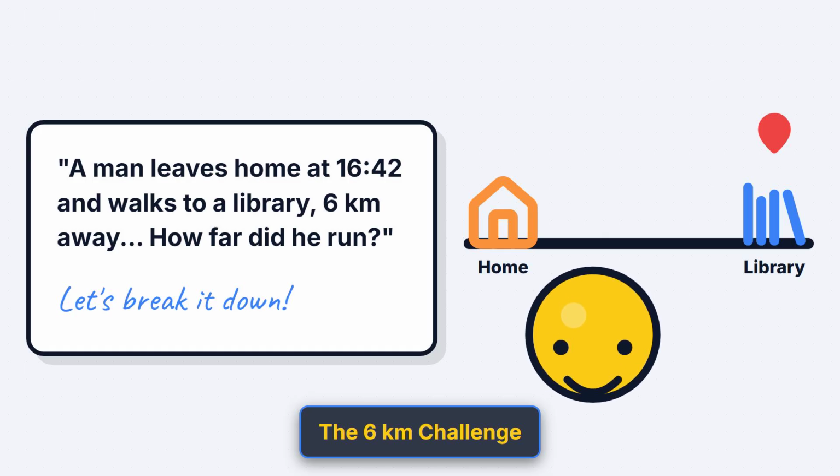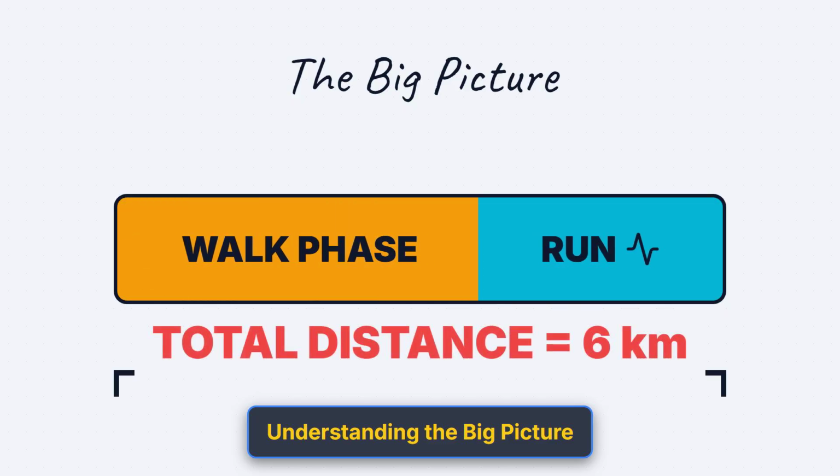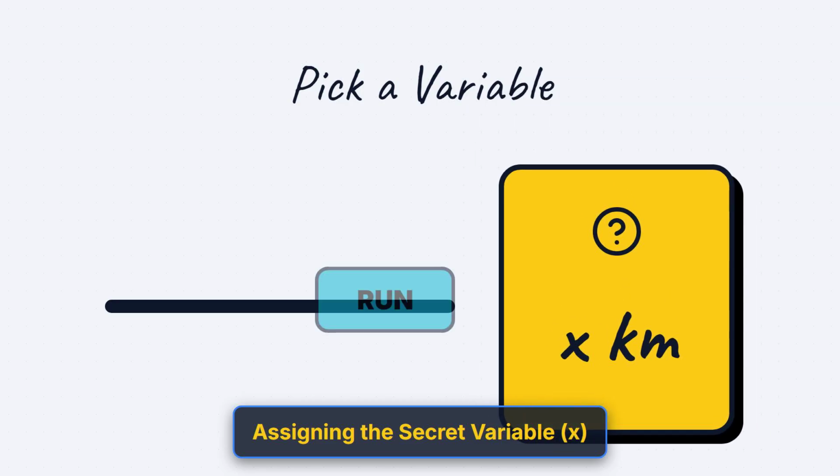This feels like a lot of moving pieces, but it's just a story about time and distance. Let's break it down logically. Before writing any equations, let's understand what's happening. The journey has two distinct gears, a slow, steady walking phase, and a fast, high-energy running phase. Together, these two phases must cover exactly 6 kilometers. We need to find out how far he ran.